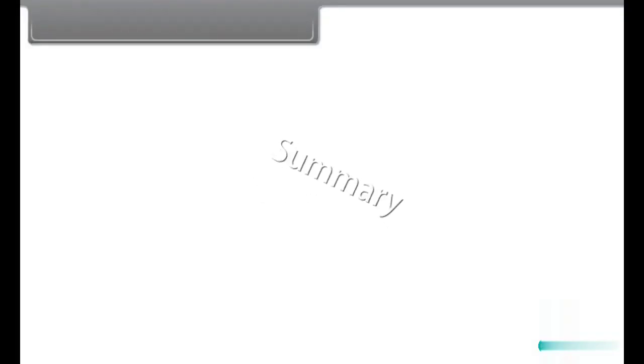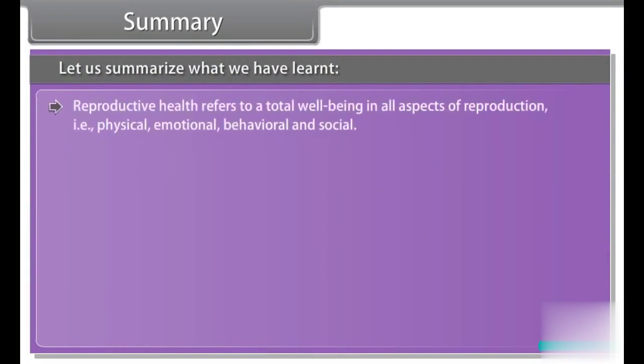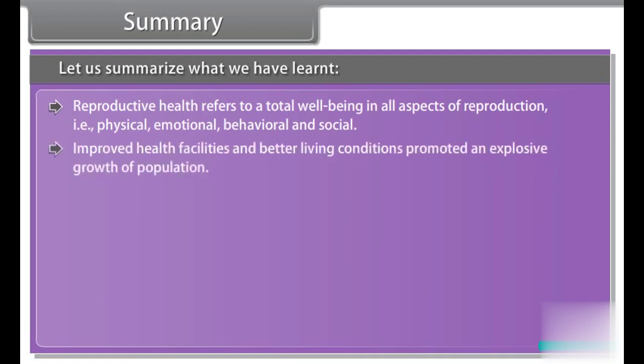Summary. Let us summarize what we have learned. Reproductive health refers to total well-being in all aspects of reproduction, that is, physical, emotional, behavioral, and social. Improved health facilities and better living conditions promoted an explosive growth of population. Various contraceptive methods can be used for birth control.